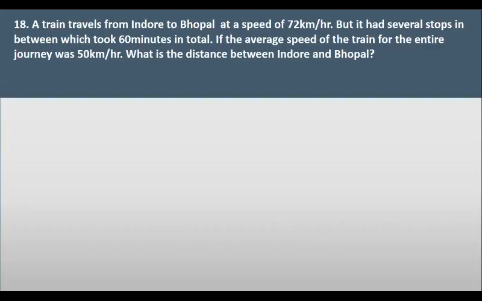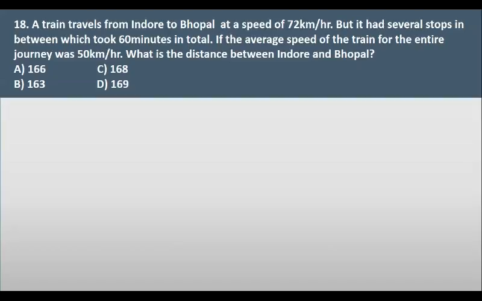So let's begin with the questions. The 18th question. A train travels from Indore to Bhopal at a speed of 72 km per hour. But it had several stops in between, which took 60 minutes in total. If the average speed of the train for the entire journey was 50 km per hour, what is the distance between Indore and Bhopal? And the options are 166, 163, 168 and 169.